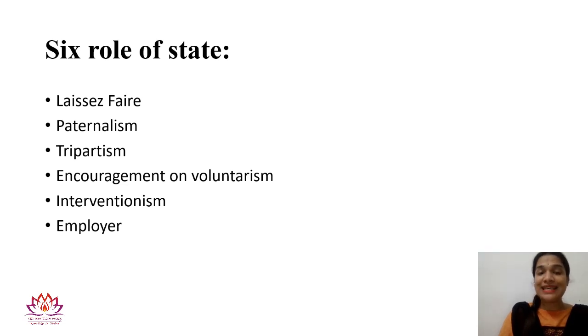If we are talking about the fifth role, that is interventionism. The government also plays an interventionist role. The intervention is in the form of conciliation and adjudication. The Industrial Disputes Act 1947 provides such measures to intervene in industrial disputes. Next point is employer. The government also plays the role of the largest employer. The performance of this role obviously influences labour policy. Also, the government takes into consideration the interest of the public sector while framing its policy.